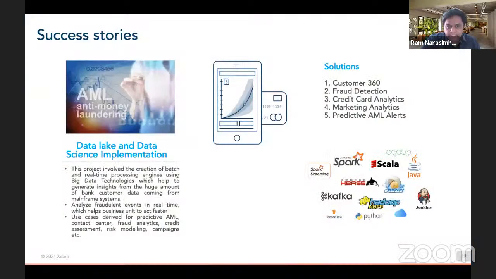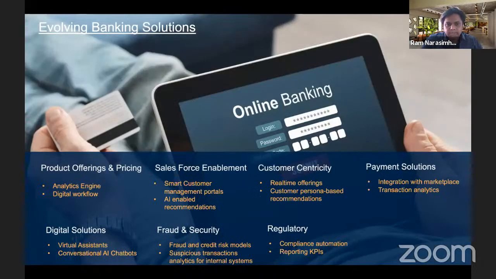Second one is around Salesforce enablement, where we are talking about smart portals, which showcase a lot of information related to a customer and the products together, and allow the relationship manager or the banking executive to take a call on the fly. Customer centricity, a lot of banks are investing in customer persona based products where they're able to see entire information related to deposits, wealth, investment, insurance, everything together in real time. So that gives them a lot of confidence and support.